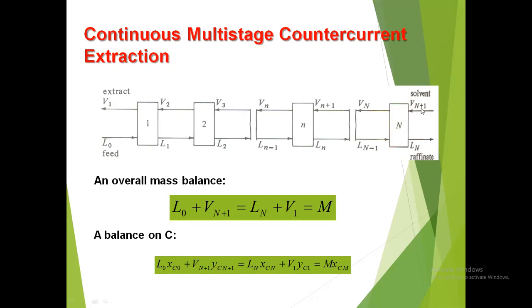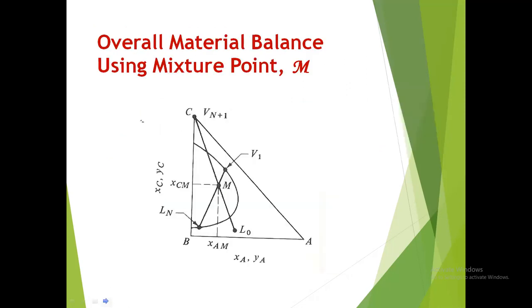It's L sub O plus V sub N plus 1 equal to L sub N plus V sub 1 equated to the bulk phase M. Now, if it's represented graphically, your L sub O is plotted on the triangular equilibrium diagram using the concentration of A and C. So this is the A and this is the C. Most of the time, the L sub O is in here at the bottom of the phase envelope, this curve. And most of the time, but not all the time, your solvent is pure.